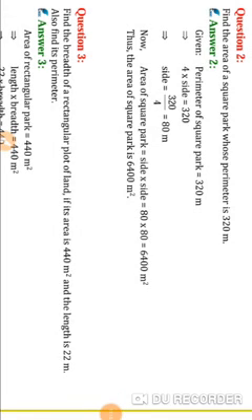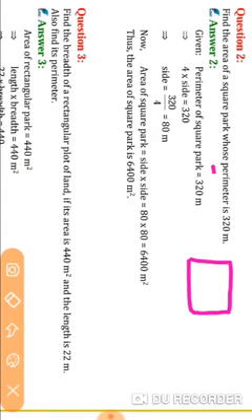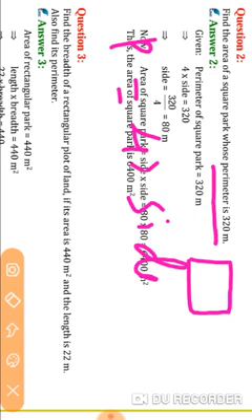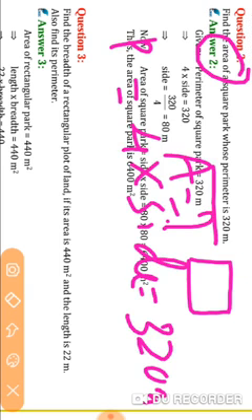Find the area of a square park whose perimeter is 320 meter. See here, one square park is there and the perimeter is given. Perimeter means 4 into side, isn't it? So 4 into side is given as 320 meter. They asked to find the area, so we have to find the area. If you need area, what is the area formula? Side into side.